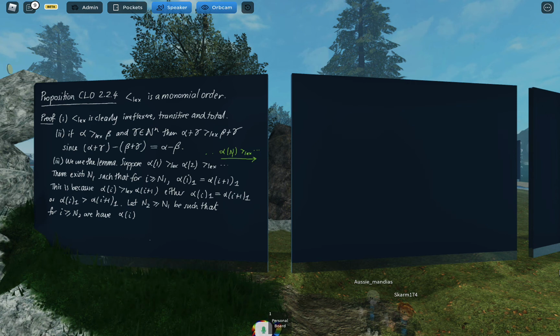Okay, so applying the same logic to the second position, we can find an n2 such that alpha I2 is equal to alpha I plus 1, 2 for I greater than n2. Okay, so proceeding in this way, that is proceeding by induction on the position, we can find a single n that works for all of them. And if the tuples are equal in every position, then they're equal.